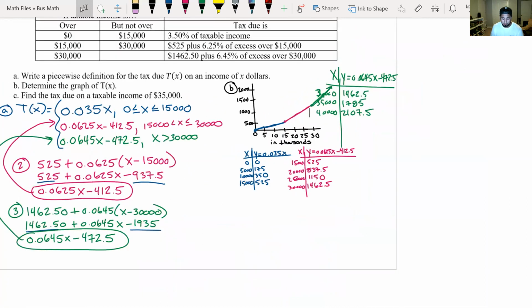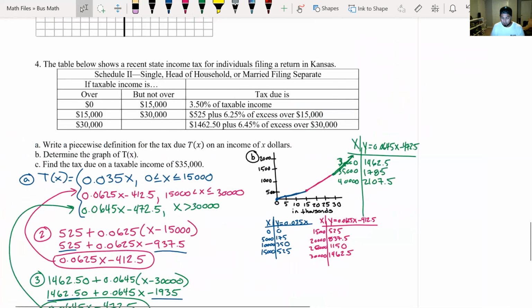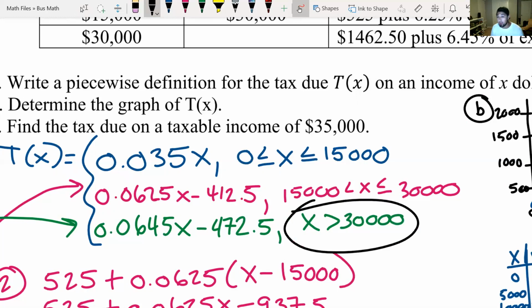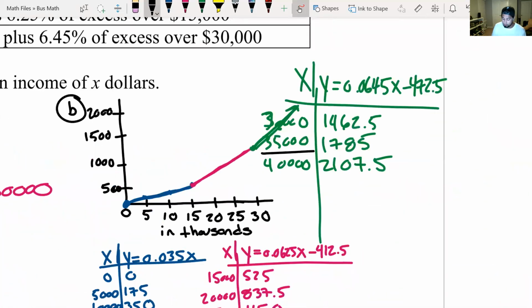C. Find the tax due on a taxable income of $35,000. Okay. Well, simple enough. We're given X is $35,000. Which restriction does that fall under? $35,000 is bigger than 30,000. So all we have to do is plug in 35,000 into that X and evaluate. So we kind of did that already by my XY chart. Look at this. Right here. $35,000 will pay $1,785 in taxes.